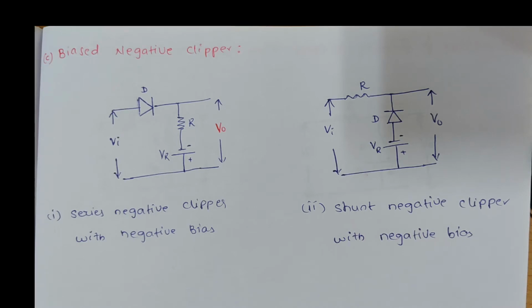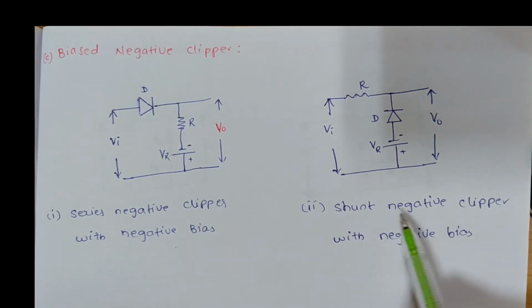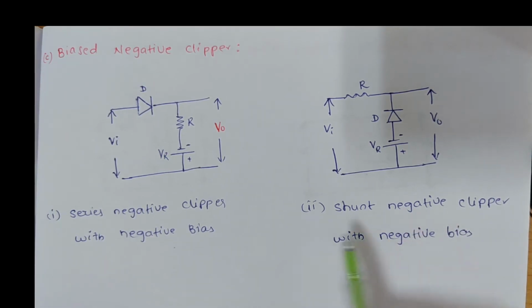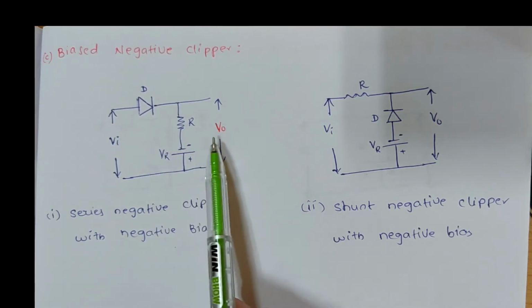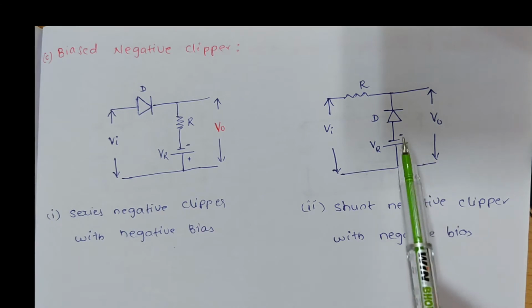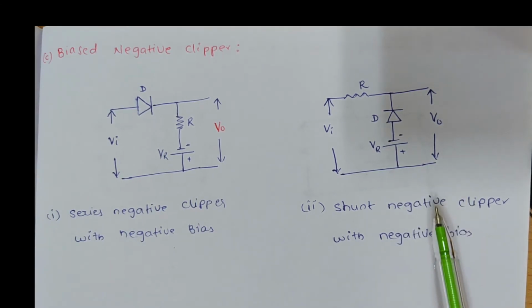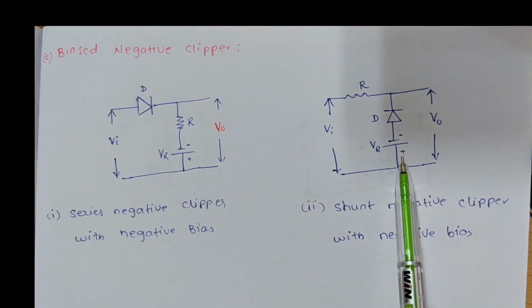In this biased negative clippers, we are removing the small portion of negative half cycle. So this is the series negative clipper with negative bias. This is shunt negative clipper with negative bias. Here the nonlinear element is connected in series to the output. Here the nonlinear element, the diode, is connected shunt to the output. That's why we are calling it series negative and shunt negative.